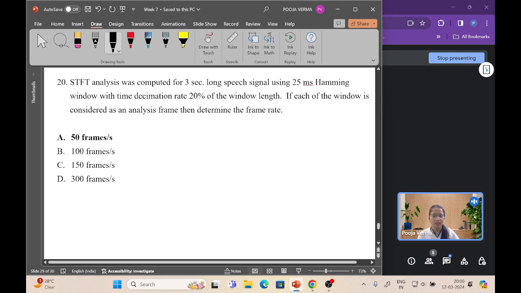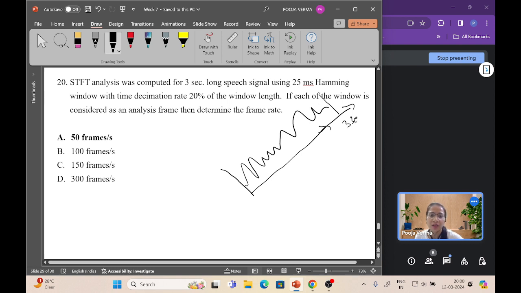Sirisha, I think this is the question you were asking about in the last class. Okay, yeah. The question is: the STFT analysis was computed for a 3-second long speech signal, using a 25 millisecond Hamming window, with time decimation rate 20% of the window length. So for that window length, the decimating factor is 20%.